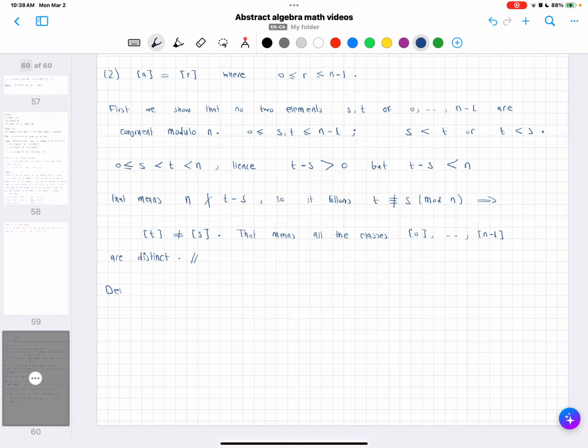So we have the following definition. The set of all congruence classes modulo n is denoted Zn, which is read Z mod n.